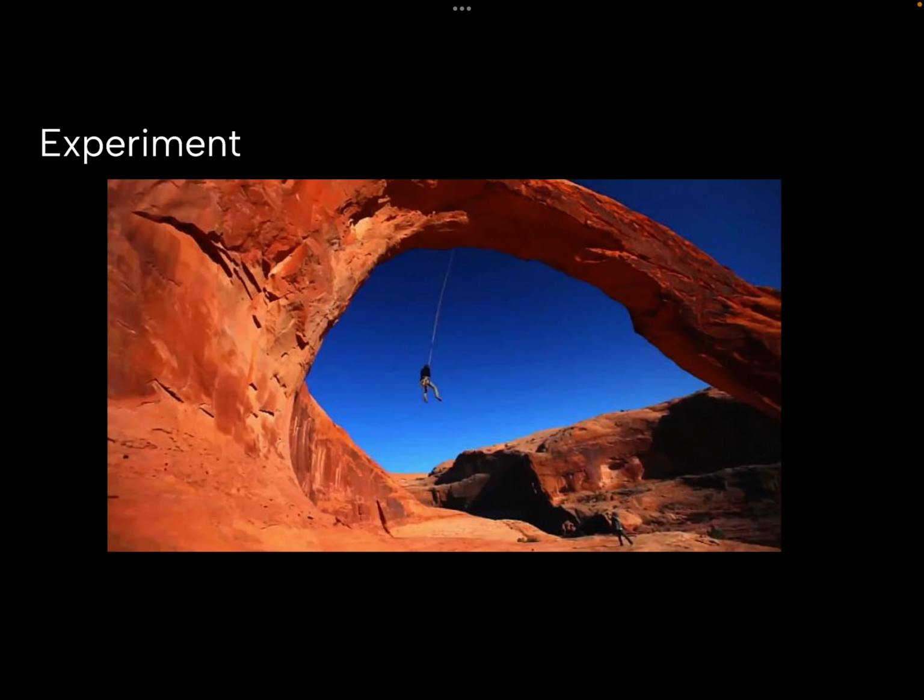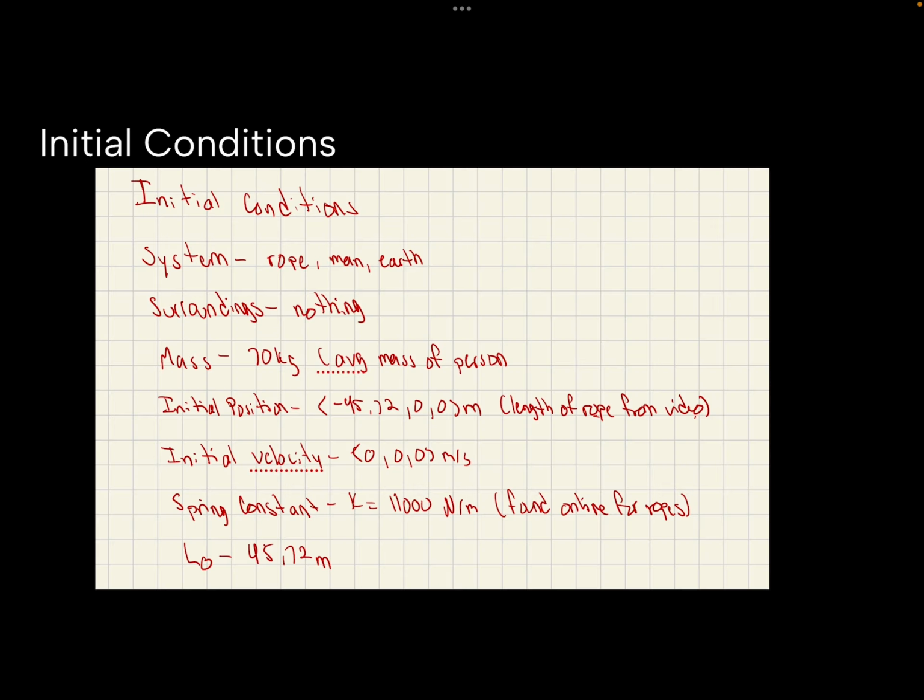And this is what the experiment looked like. There's a YouTube video about the world's largest rope swing. These are the initial conditions. The system is the rope, the man, and the Earth.